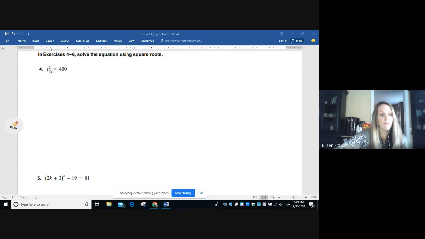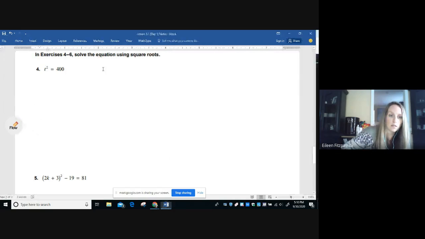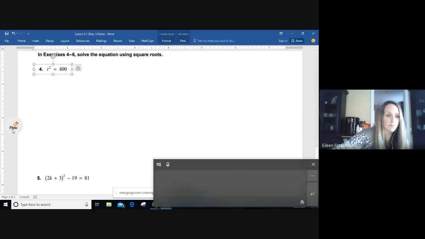When your variable has a square next to it and is isolated, in order to get the t completely by itself, the inverse operation of squaring something is taking the square root. All right, so you're going to take the square root of both sides of that equation, and let me write it out.